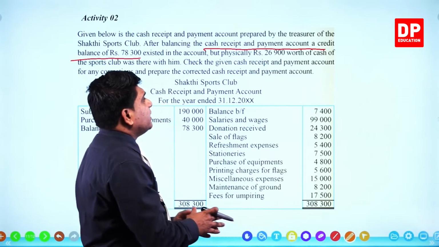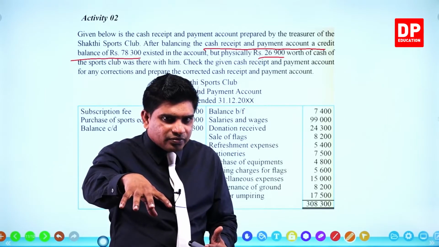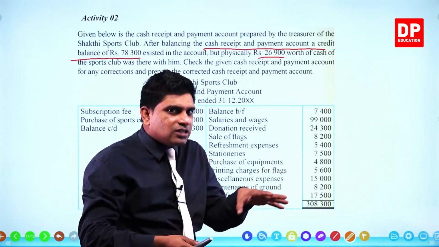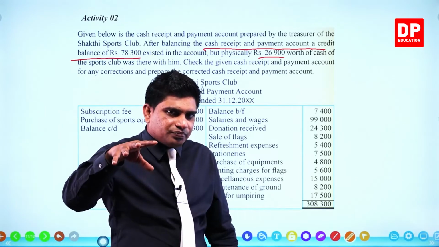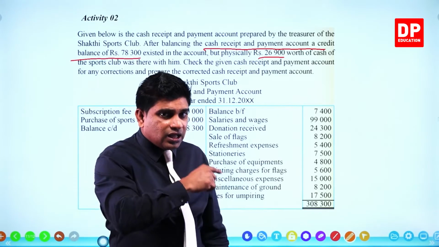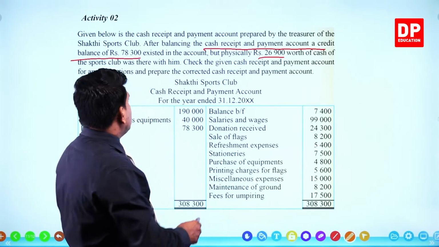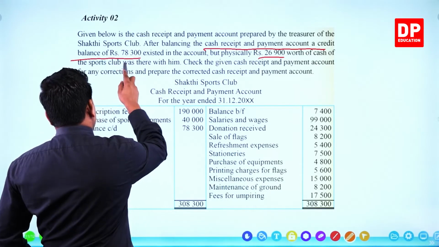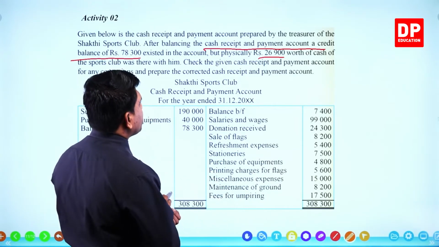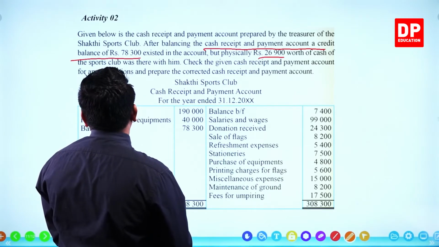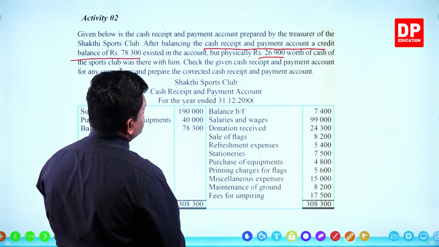Physically they had at the end of the period how much? 26,900. Remember, whatever you have physically, your cash book final balance should also come to the same value. If your business had 75,000 rupees in cash physically, the receipts and payment account month-end balance should be the same value. But here they got a credit balance of 78,300, while physically they had 26,900. That's different, right? There are some mistakes. Check the given receipts and payment account for any corrections and prepare the corrected receipts and payment account.